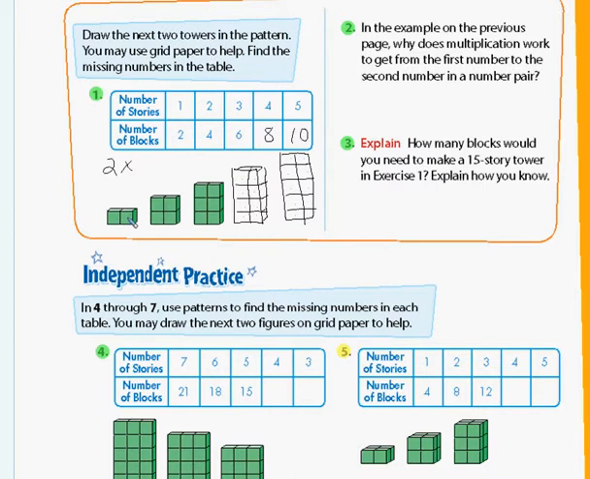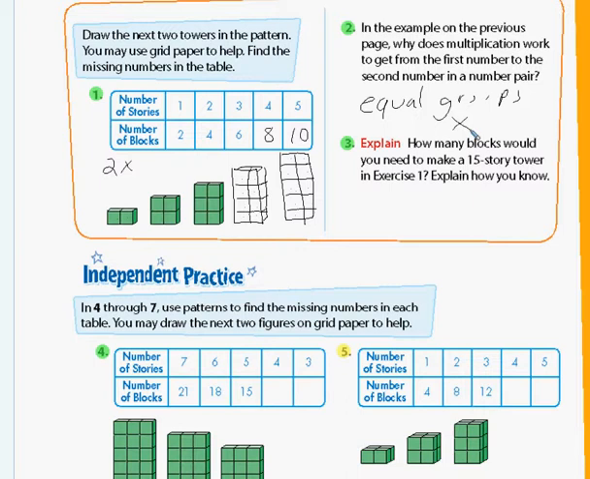Okay, problem number 2. In the example on the previous page, why does multiplication work to get from first numbers to the second numbers in a number pair? What it's talking about is equal groups, just like on this problem right here. Whenever we're talking about equal groups, it's going to be a multiplication problem.